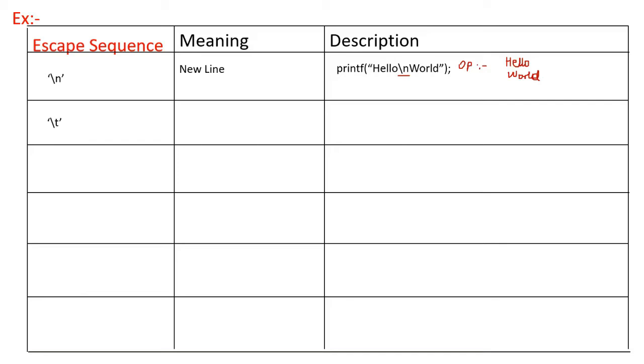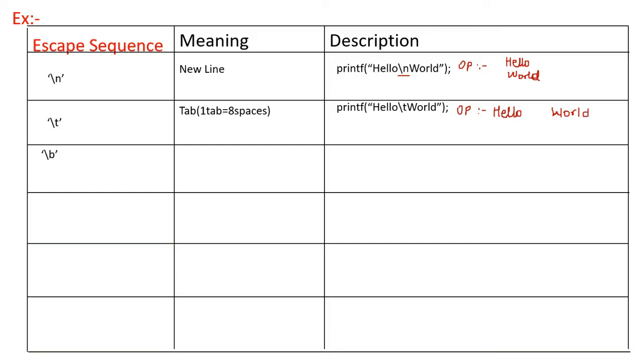Next is slash t, which means tab. One tab is equal to 8 spaces. If we write the code printf hello slash t world, then the output of it will be hello, then 8 spaces. After the 8 spaces it will print world.